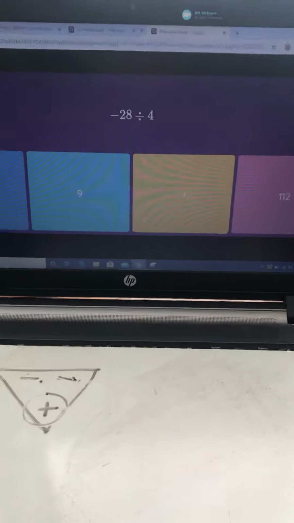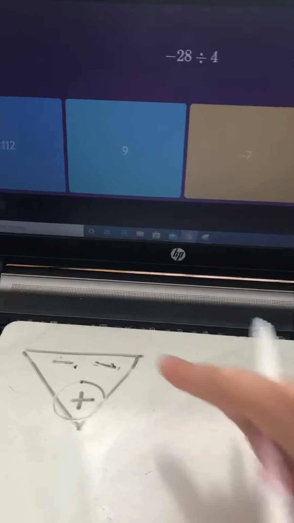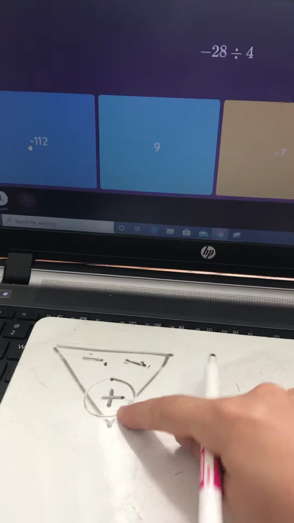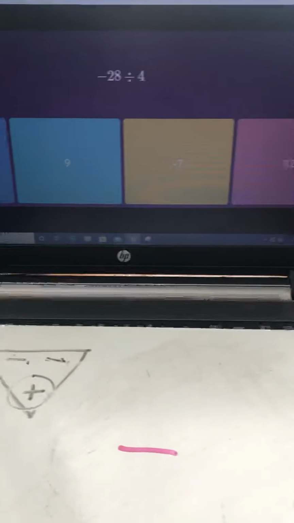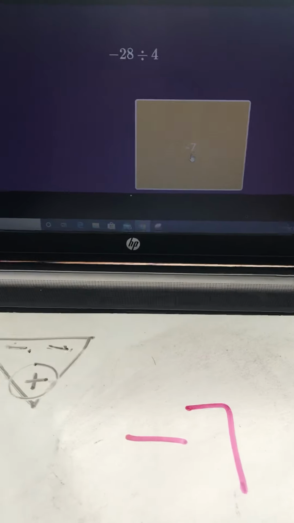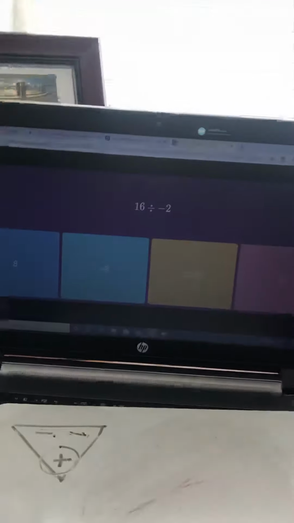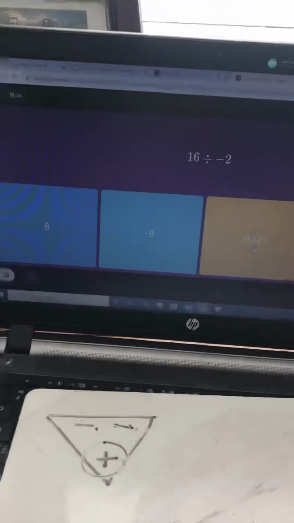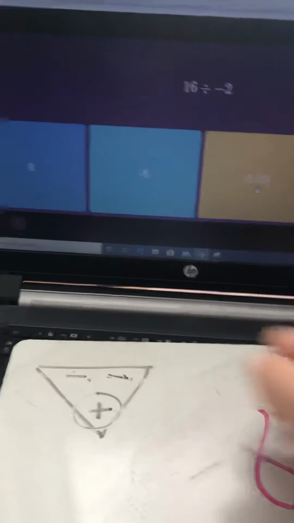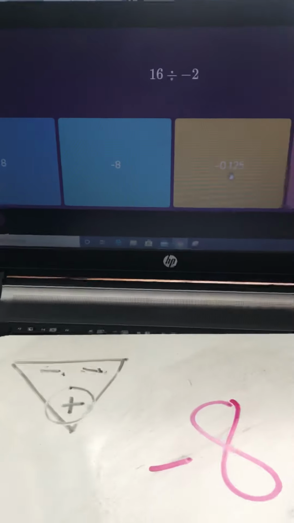Here we have negative 28 divided by 4. Again, we would have all red algebra tiles. We have a negative divided by a positive. Our quotient's going to be negative, and 28 divided by 4 is 7, or negative 7. Number 18, 16 divided by negative 2. So if we had 16 divided by 2, we would get 8. And that negative tells us the opposite of 8 is negative 8.